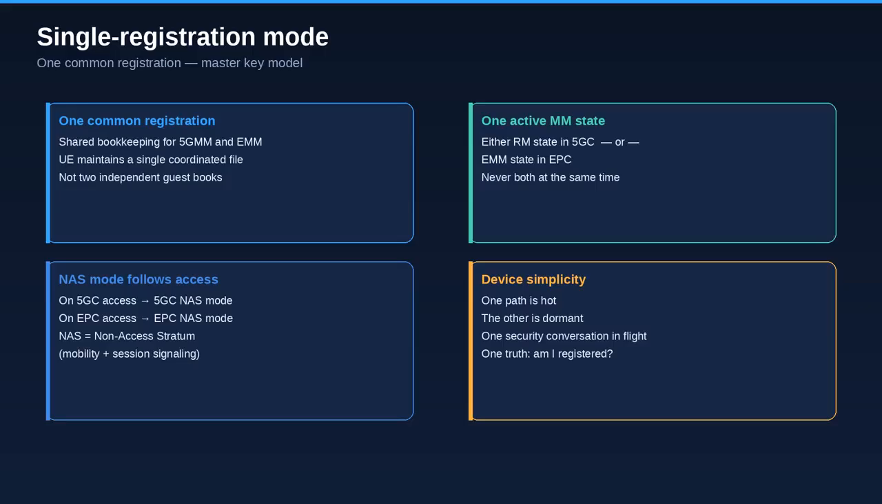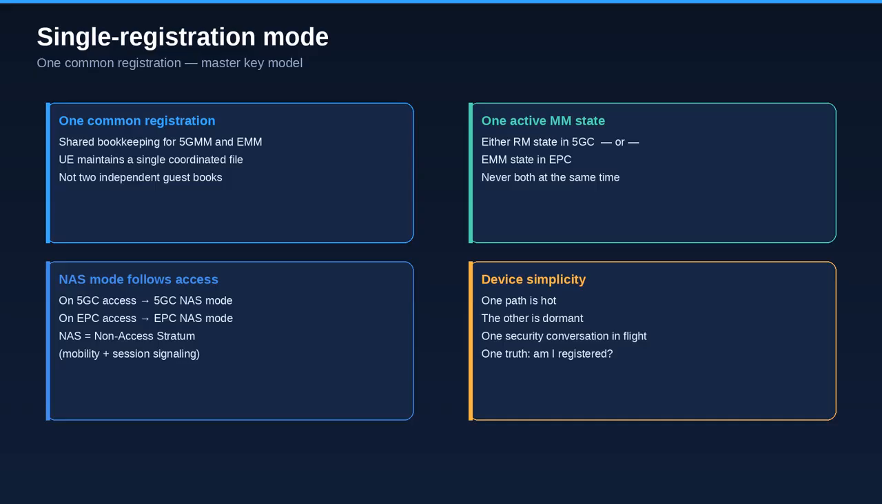Single registration mode is the master key model. A UE operating in single registration mode shall maintain one common registration for 5G mobility management, 5GMM, and for Evolved Packet System Mobility Management, EMM. Think of one coordinated file at the network edge, not two separate guest books. In practice, the phone has only one active mobility management state at a time. That state is either the registration management state in the 5G core or the EMM state in the evolved packet core. It is never both at once.